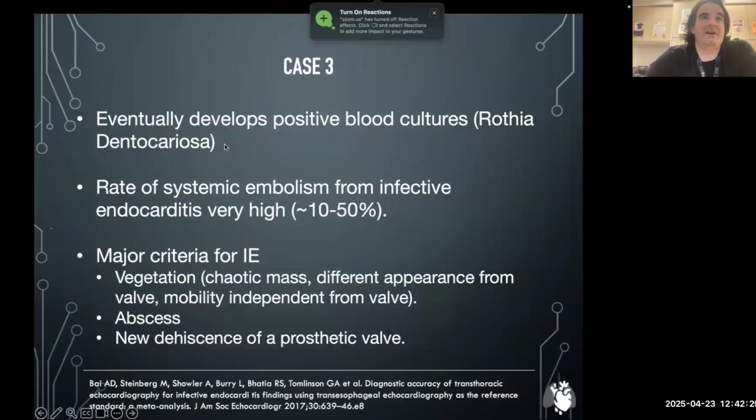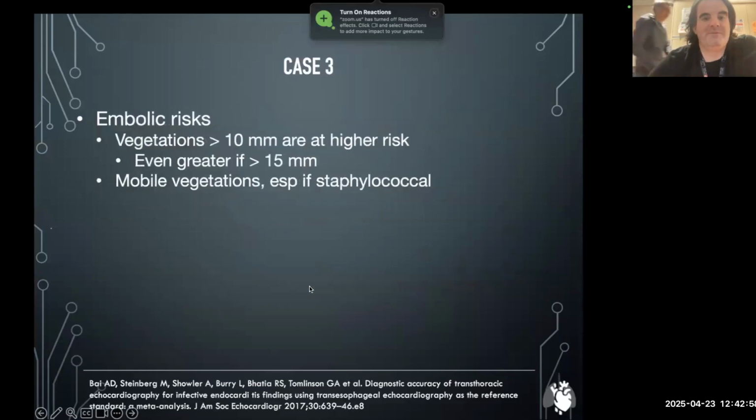And it can be a particularly aggressive kind of endocarditis. The rates of systemic embolism are pretty high, okay, especially staphylococcal. But generally, embolism is 10 to 50% risk. Major criteria like vegetation, abscesses, or new dehiscence. Yeah, chaotically moving mass, I should say. But basically, it's obviously a discretely different lesion that moves independent from the valve. And it also has what Vince said about which chambers it's in.